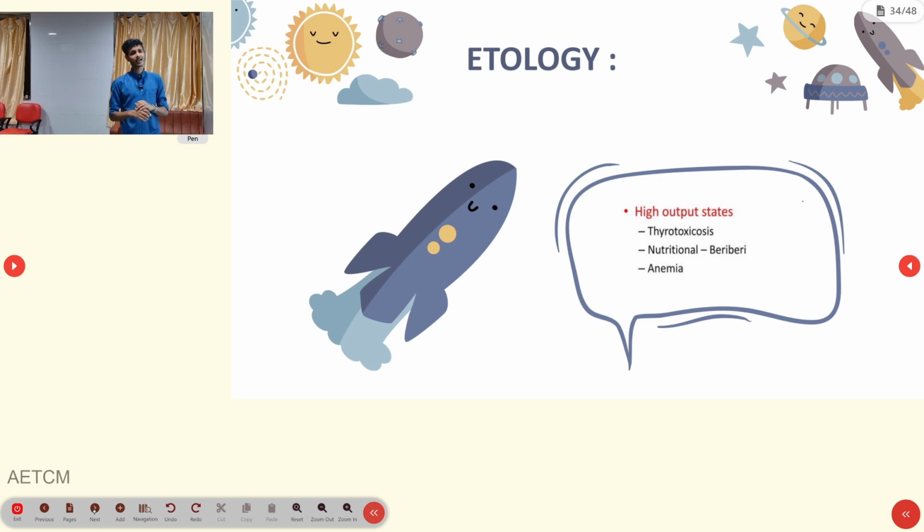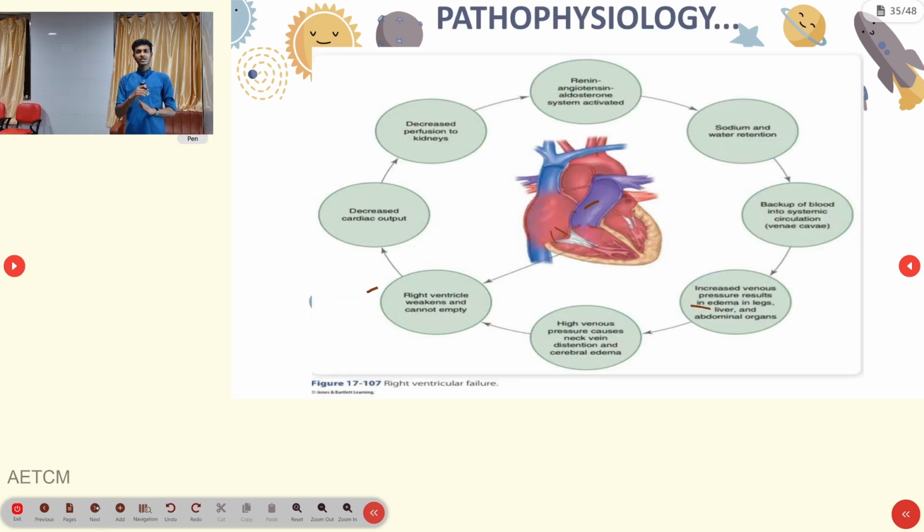Next condition is high output states like thyrotoxicosis, nutritional beriberi, and then anemia. So next coming into the pathophysiology. If we understand the pathophysiology, easily we can write about it, easily we can identify the clinical features, and then easily we can go for the management.